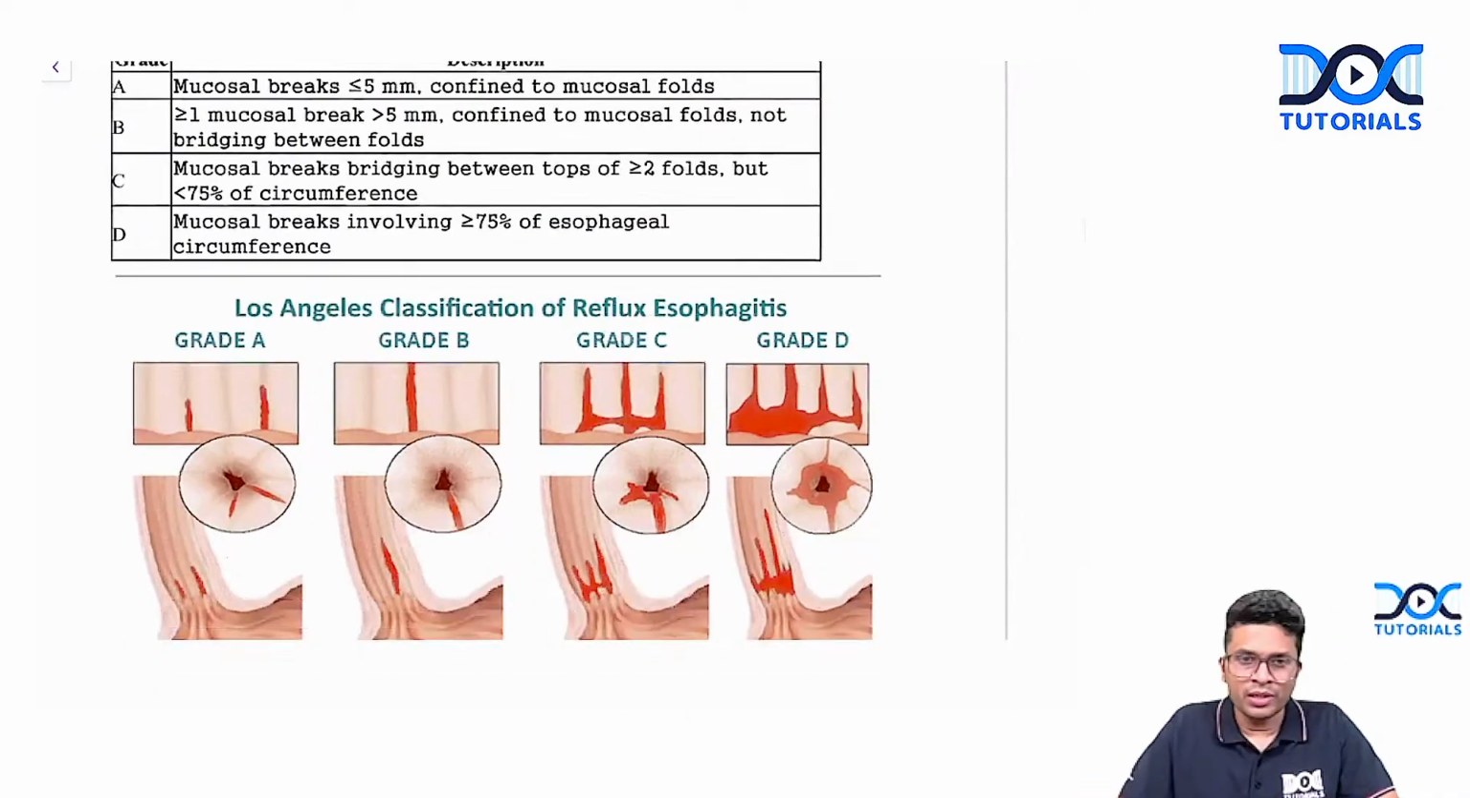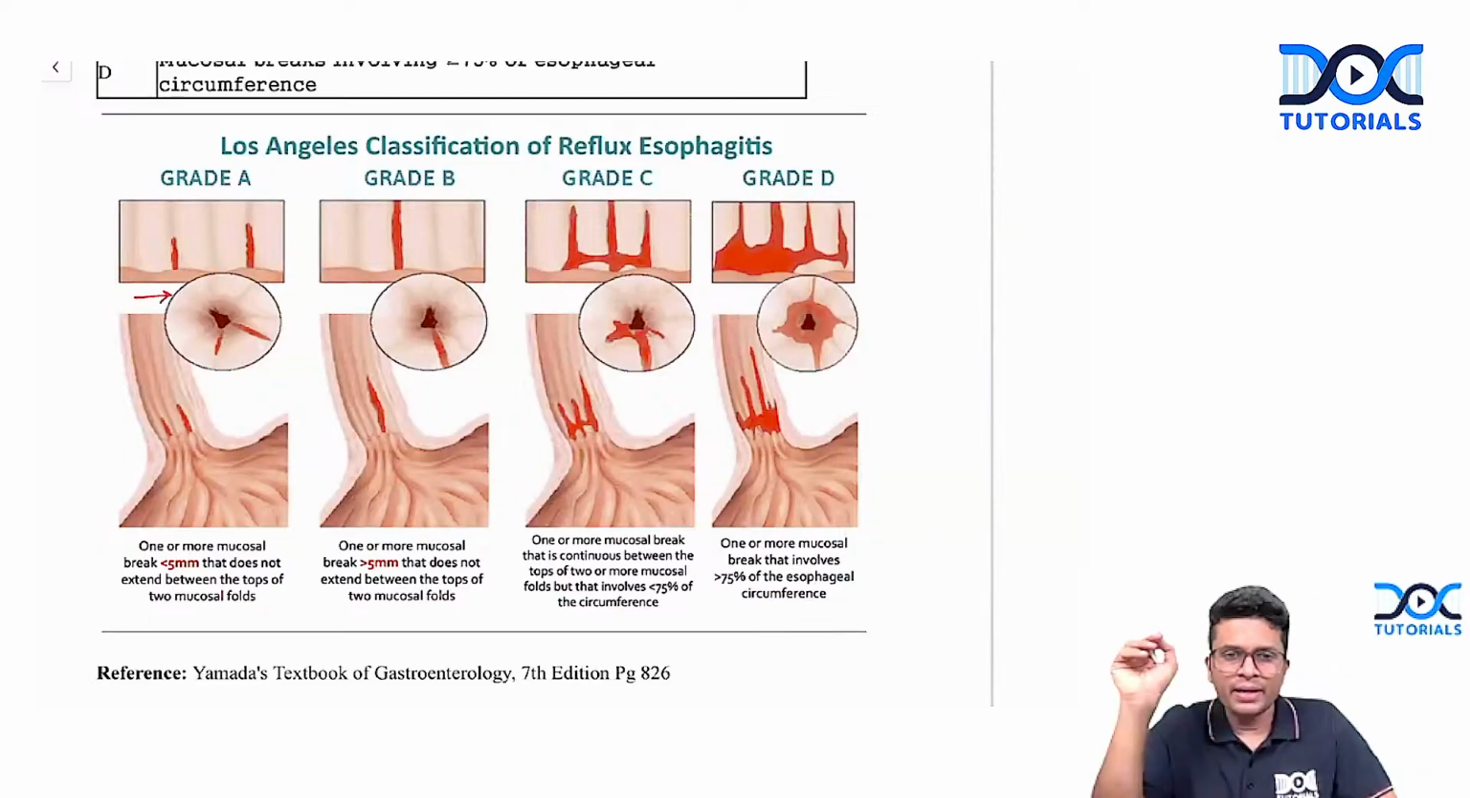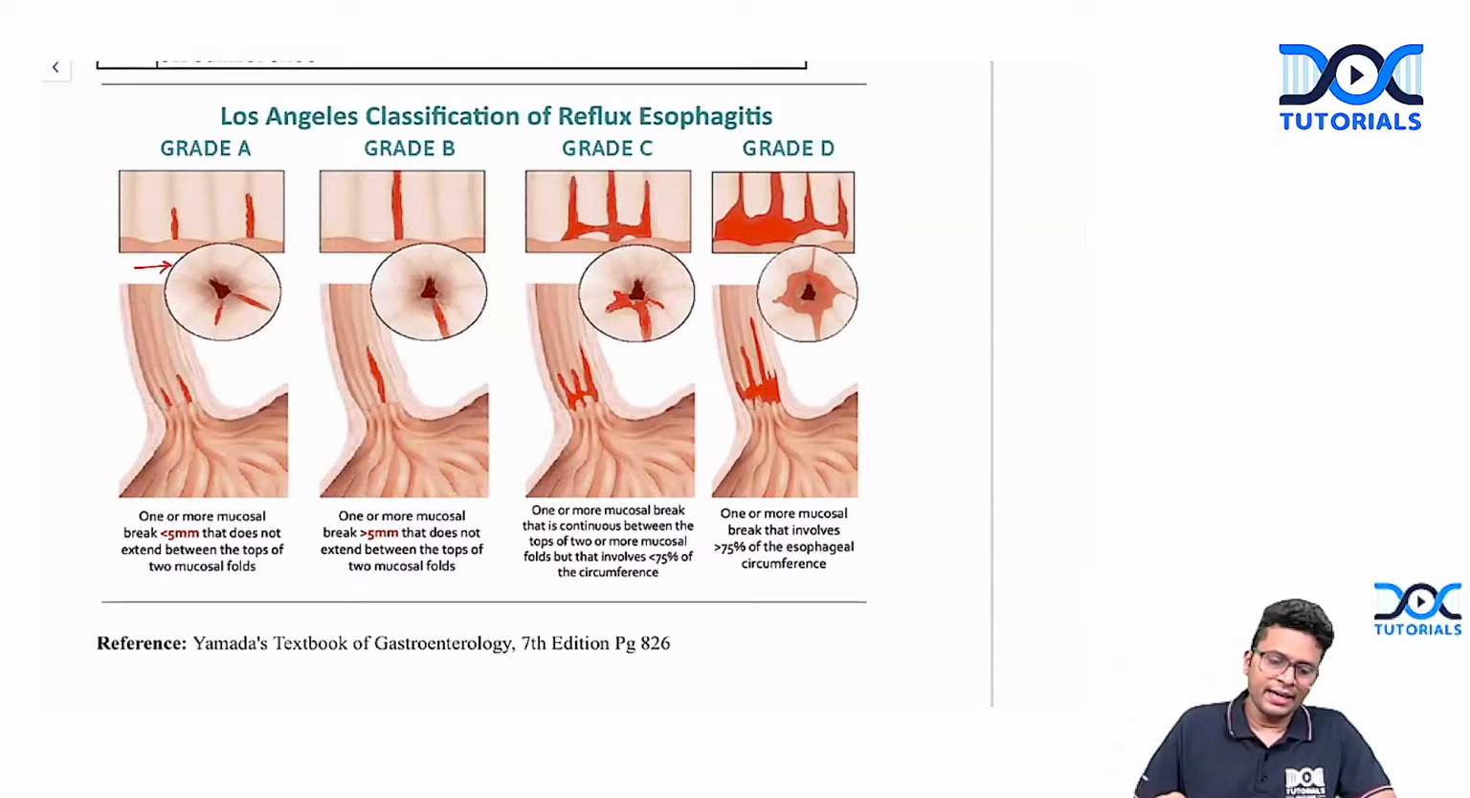This is a beautiful picture to explain the same. When you do an endoscopic view, this is how it will look. Just a plain mucosal break less than 5 mm is grade A. If it is more than 5 mm, confined to a single fold with no bridging between them, it is B. If it is continuous between 2 or more folds but less than 75%, it is C, and if it's almost circumferential or more than 75%, it is grade D.